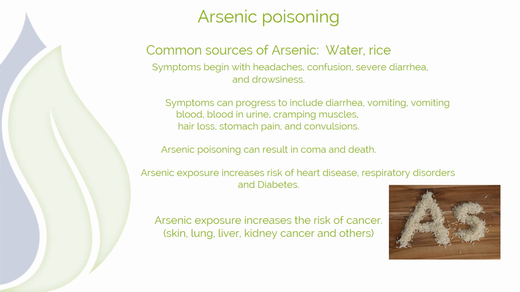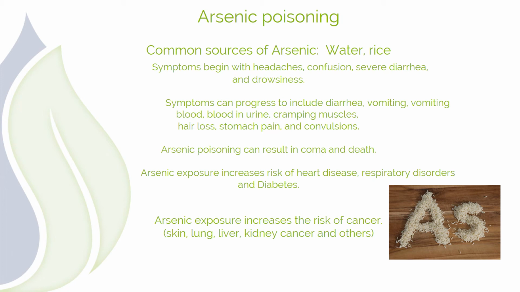We get exposure to arsenic through water and through food. Rice is an especially common way to get exposed because it tends to take up and concentrate arsenic. Acute symptoms of arsenic poisoning start with headaches, confusion, diarrhea, and drowsiness. This progresses to vomiting, vomiting blood, and blood in the urine, muscle cramping and stomach pain, and more convulsions. The organs most affected by arsenic poisoning are lungs, skin, kidneys, and liver. The final result of arsenic poisoning, if it progresses, is coma and death.